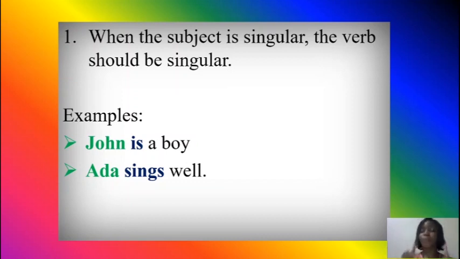Sing is a plural verb. Now, when you add an s to the word sing, you make the word sing a singular verb. That's why we have it there. Ada sings well. So Ada is a singular subject, and sings is a singular verb. If you say Ada sing well, it is wrong because sing is a plural verb. And rule number 1 says that your singular subject should go with what? A singular verb.